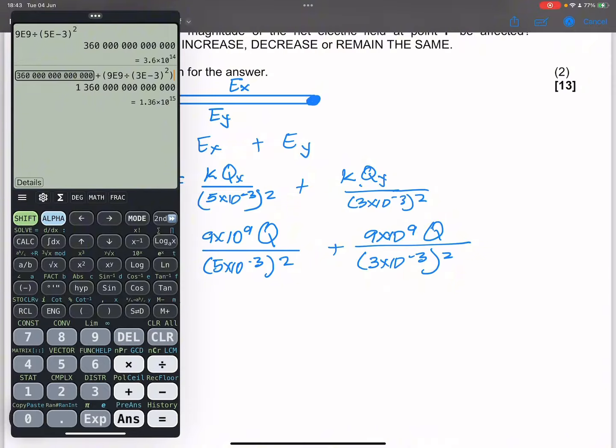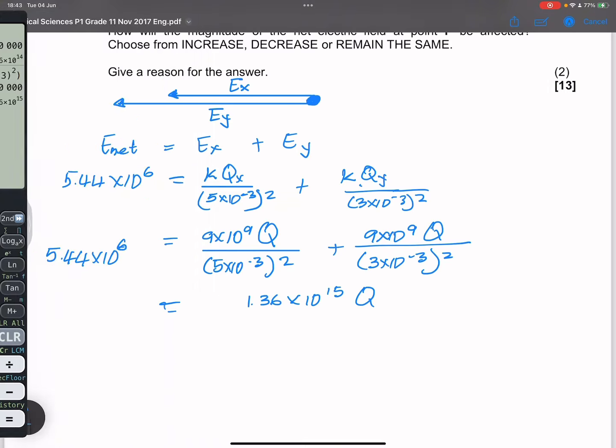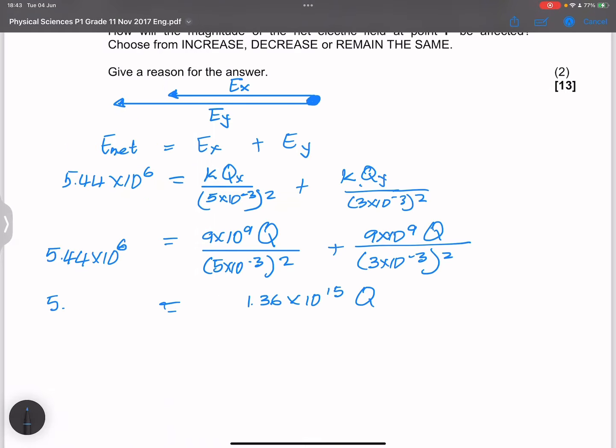So I get 1.65 times 10 to the power 15, and 1.36 rather, times 10 exponent 15 q, when I add both of them. And this is equal to 5.44 times 10 exponent 6. So I'm going to divide by 1.36. What I do on the left, I do on the right.